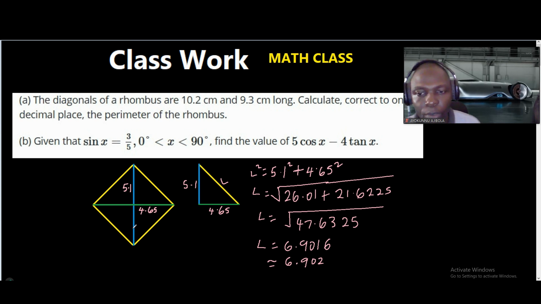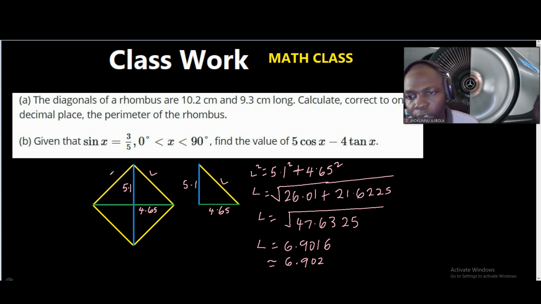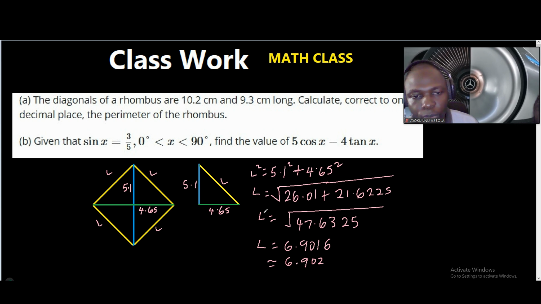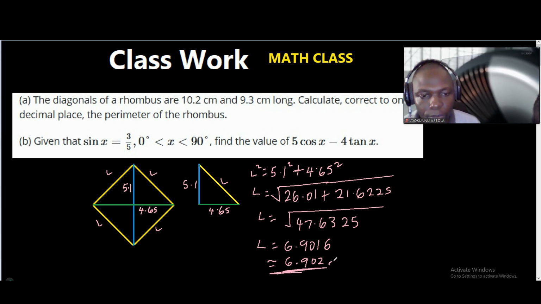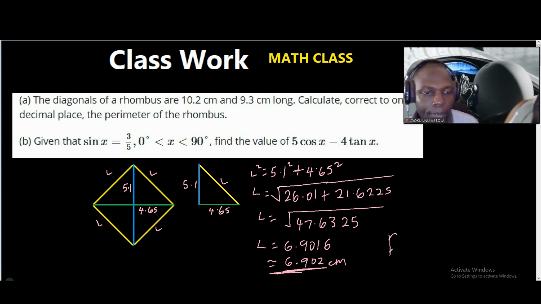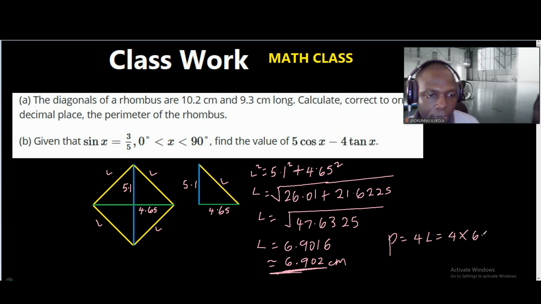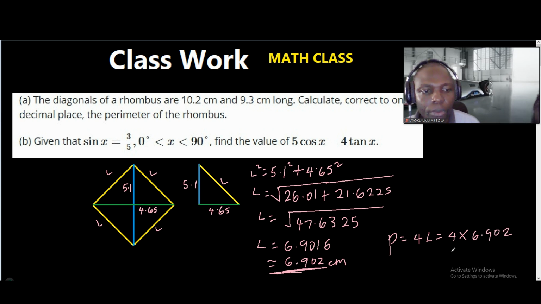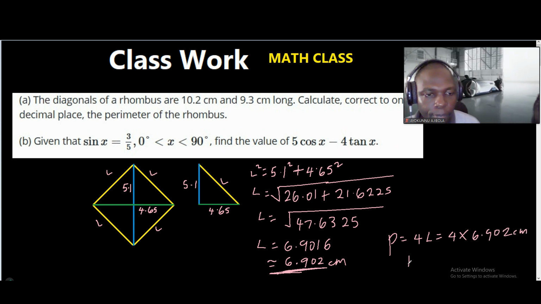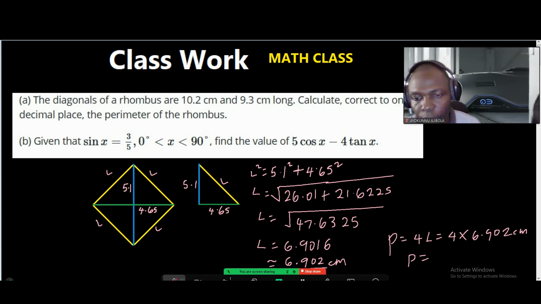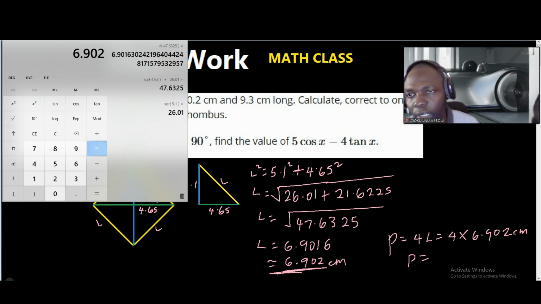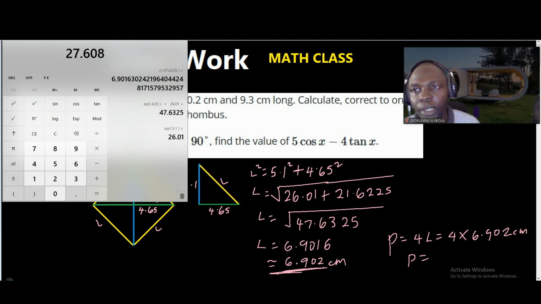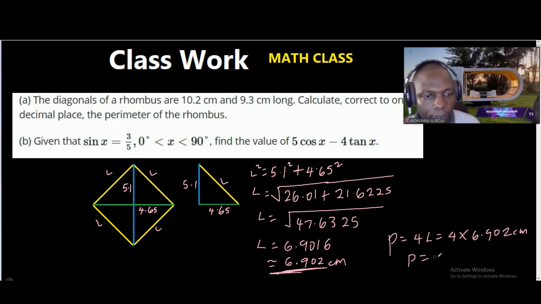Now the perimeter we're looking for is four sides, and each length is 6.902 centimeters. So to get the perimeter, it's going to be 4 times that length, that is 4 times 6.902 cm. And finally, the perimeter is going to be 6.902 times 4, which is 27.608.